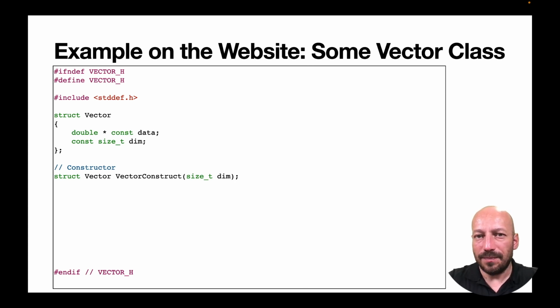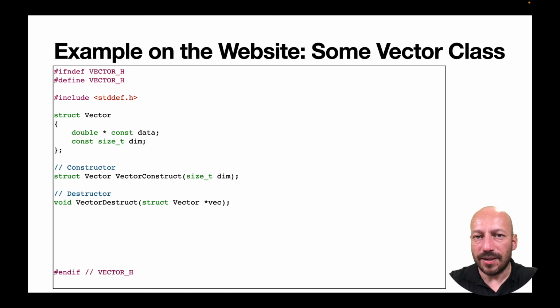And of course, if you leave the scope where this variable of type struct vector was defined, you should release the memory. And you should do this by calling this function, which expects a pointer to this vector. And internally, of course, it will simply call free.